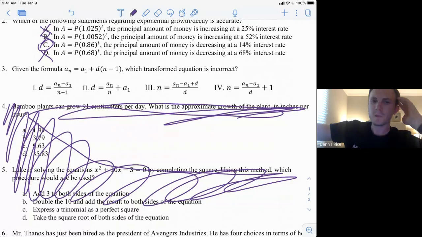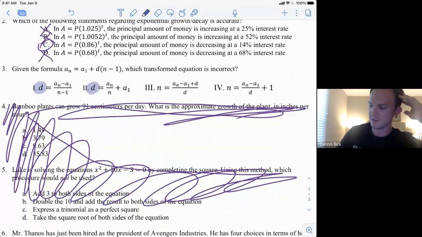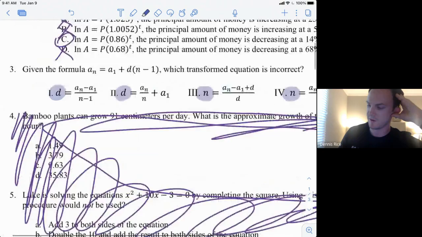Okay. So which of these is incorrect? So I guess let's analyze the choices. We see that it's only solved for D or n. So we could solve it for D, hopefully see an error there, or if not, we have to move on to n. So let's just solve it for D first.